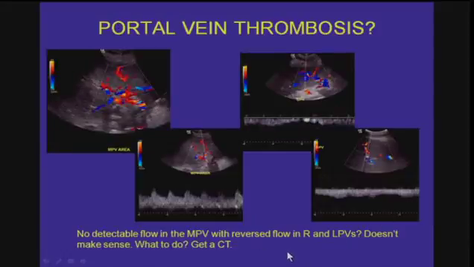Sometimes you encounter waveforms and you just don't know what to do about them. So the question here is, is there portal vein thrombosis? And again, it's always bad when your sonographers say something like "absent." That means they can't find it.